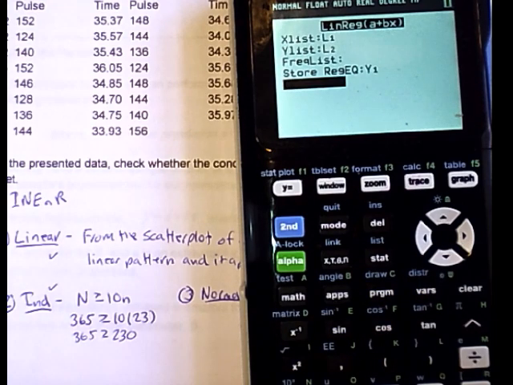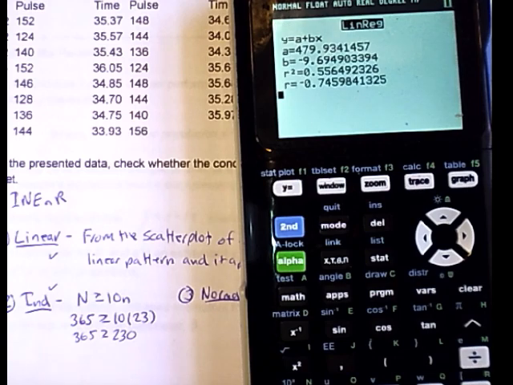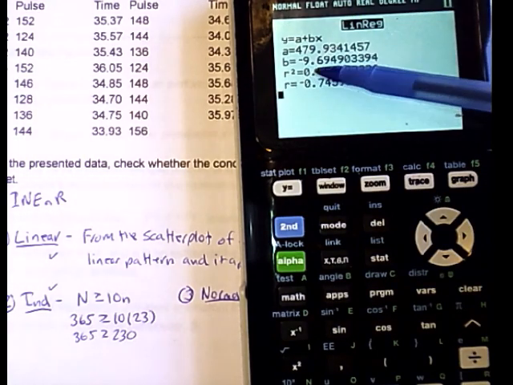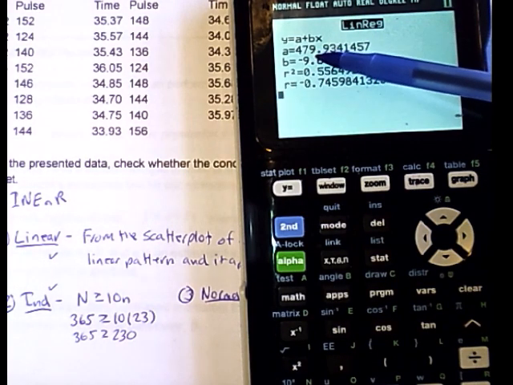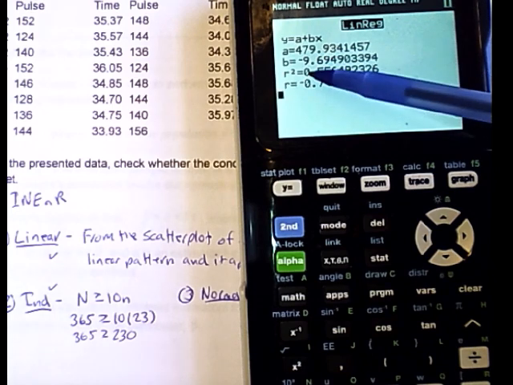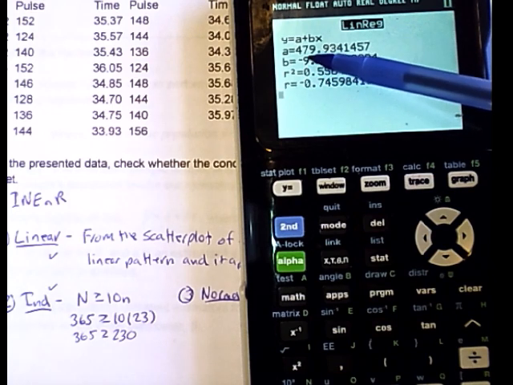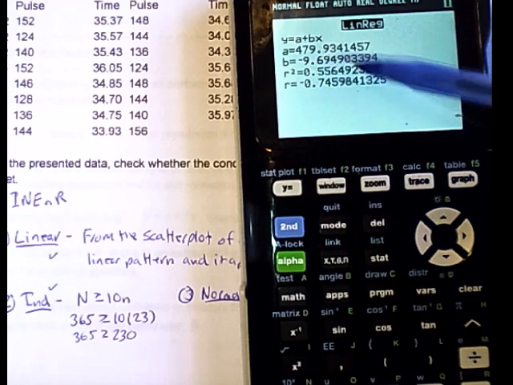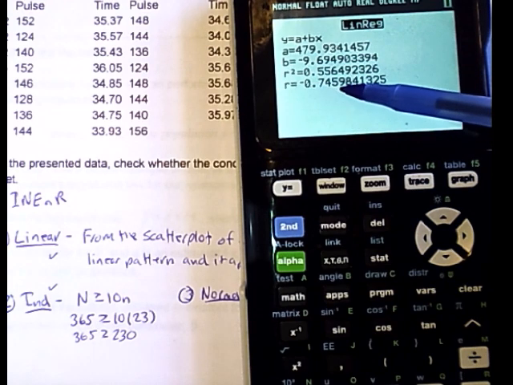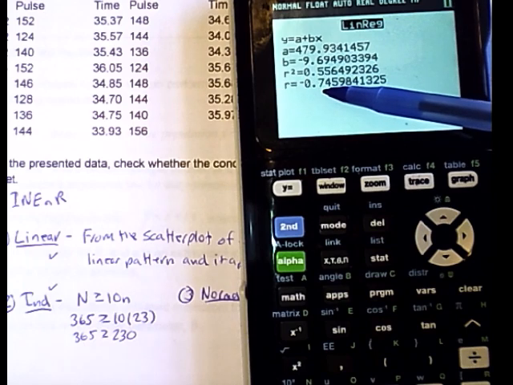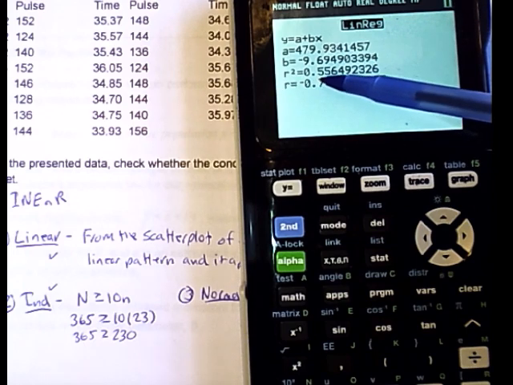Okay, so I calculate. It gives me these values. It says A is 479.93. B value is -9, so negative slope, negative relationship. R is -0.74, which I would consider moderate. There's a moderate relationship. And the R squared, the coefficient of determination, is 56%.